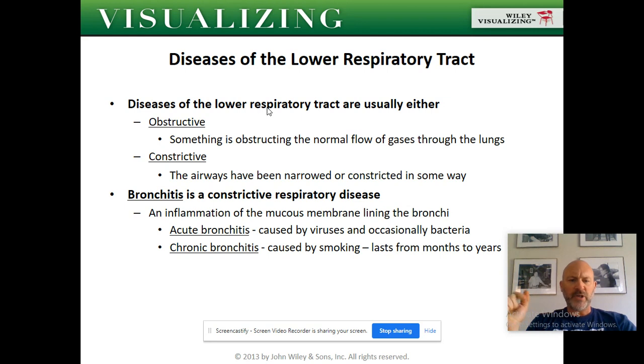All right, so bronchitis, for example, which is inflammation of the bronchioles, is a constrictive respiratory disease. Those bronchioles are becoming more and more narrow or constricted as a result of inflammation, and as a result of mucus building up. So acute bronchitis would be something that is caused by a virus or bacteria, and it comes and stays for a couple of weeks, and then you get better. Where chronic bronchitis is lingering, it lasts a really long time. Smoking would be something that would cause that.